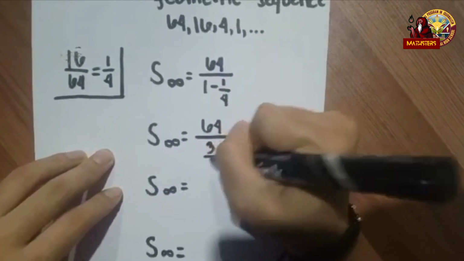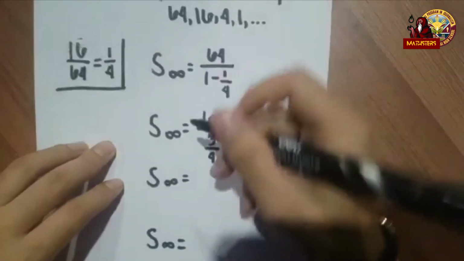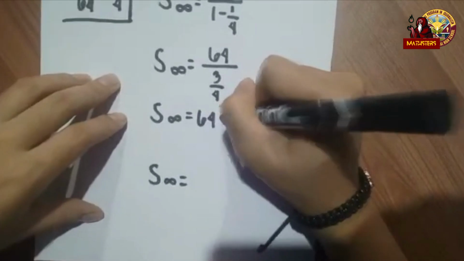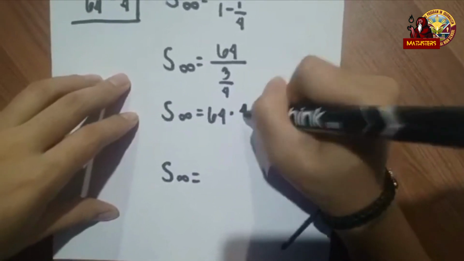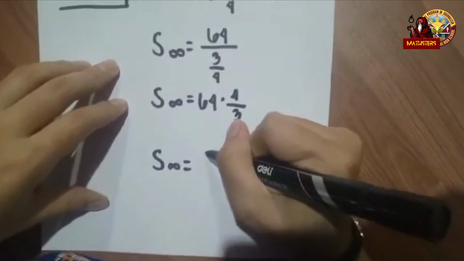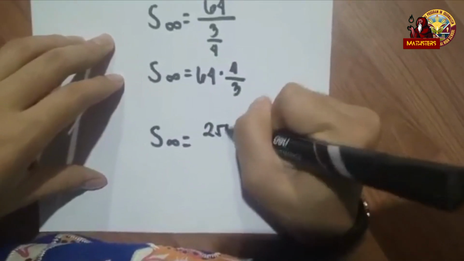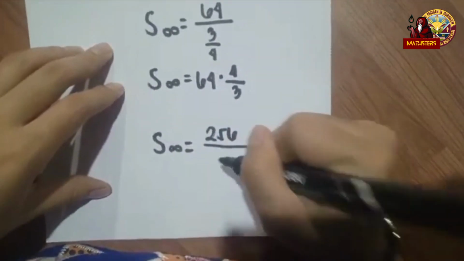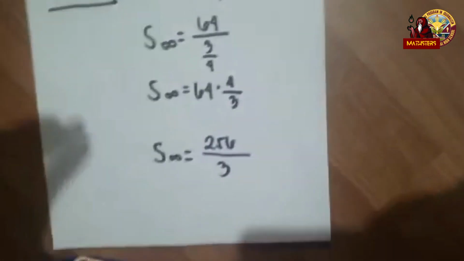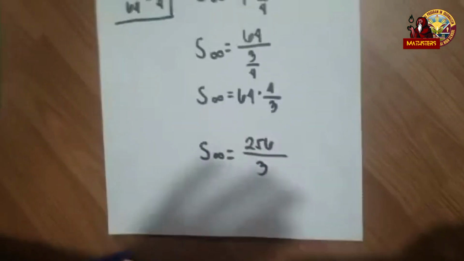We will write 64 over 3/4, but in order to solve this, we need to get the reciprocal of 3/4. Babaliktarin lang natin ang 3/4 at magiging 4/3 na ito. Multiply 64 to 4/3 and we get the answer na 256 over 3. Nagets nyo na ba kung paano gawin ang infinite series sa geometric sequence?